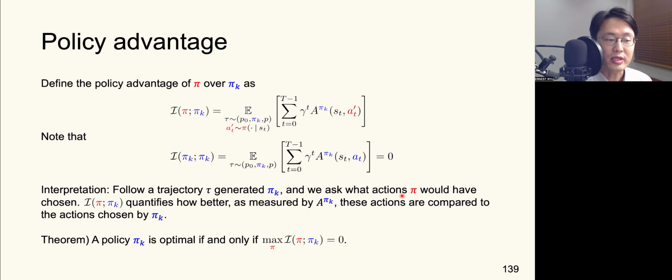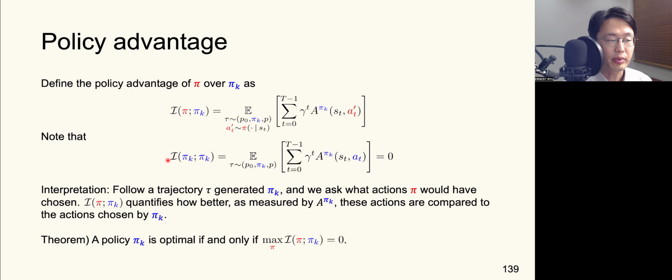So then the actions that pi k chooses and the actions that pi chooses will have different distributions. And then we feed that action chosen by policy pi into the advantage function. And the advantage function might come out positive, might come out negative, but in expectation, it will quantify how much better are the actions of pi compared to those actions that pi k would have chosen. So that's the interpretation of the policy advantage, I pi given pi k.